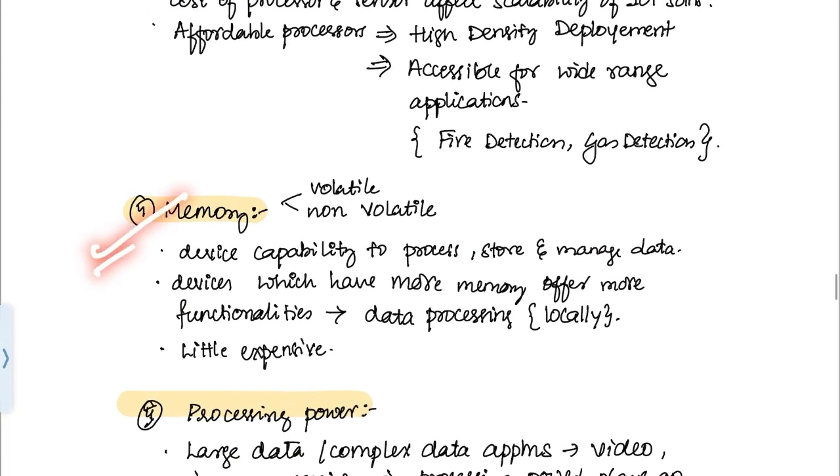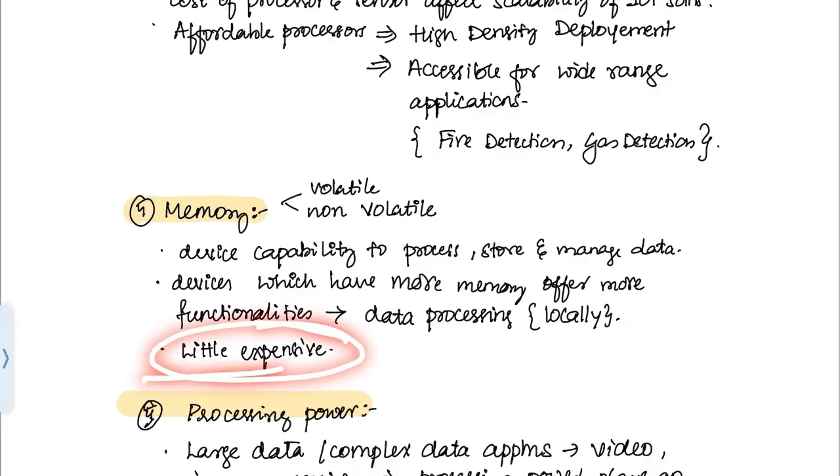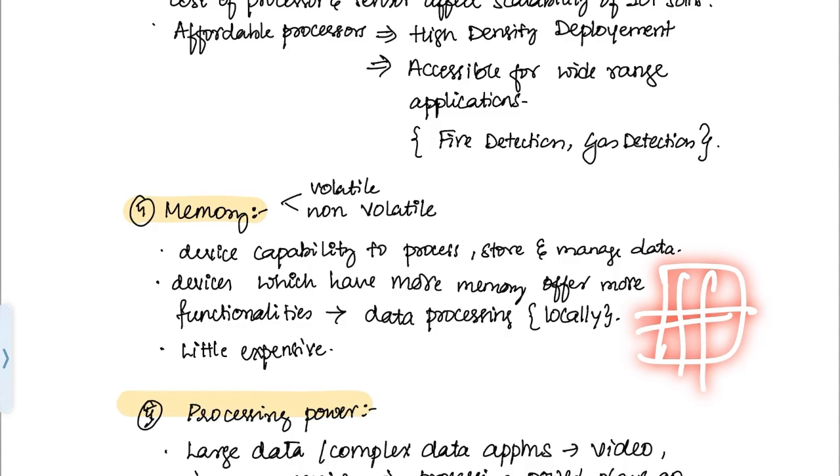Next we have memory. Memory, again, we know both volatile and non-volatile memory determine the device's capability to process the data, store the data, and manage the data. So devices which have more memory offer more functionalities. Any processor having more memory will offer more functionalities, that is, data processing happening locally. And not just that, it is a little expensive when I'm taking a memory which offers more functionalities. Of course the price will also be more, right?